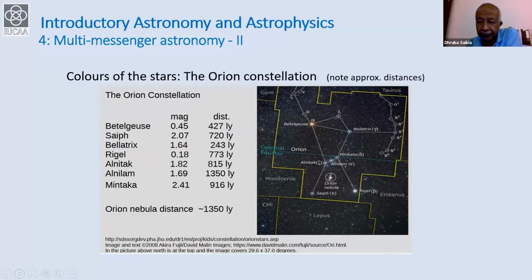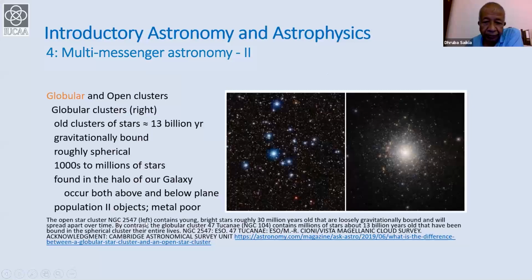Sorry, sir, could you please explain what population 2 stars are? Population 2 objects are objects which are generally old. They are metal poor, and they're not confined to the plane of our galaxy. They could be in the halo of the galaxy as well. Whereas population 1 objects could be metal rich, and they're largely confined to the disk of the galaxy.